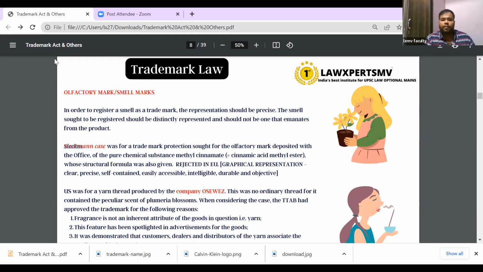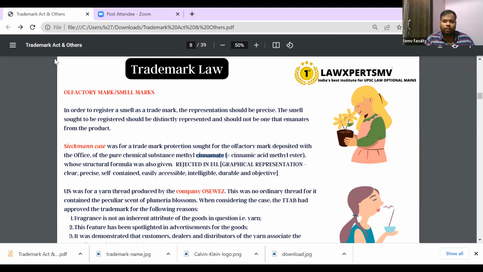And in Sigma's case, what happened was a particular person was applying for a smell mark with respect to a particular substance, but this was rejected by the European Union because it did not have any graphical representation. But in the EU decision itself, it was saying that if you can have some clear, precise, and self-contained notes as to how it will smell, then you can get the trademark for it.